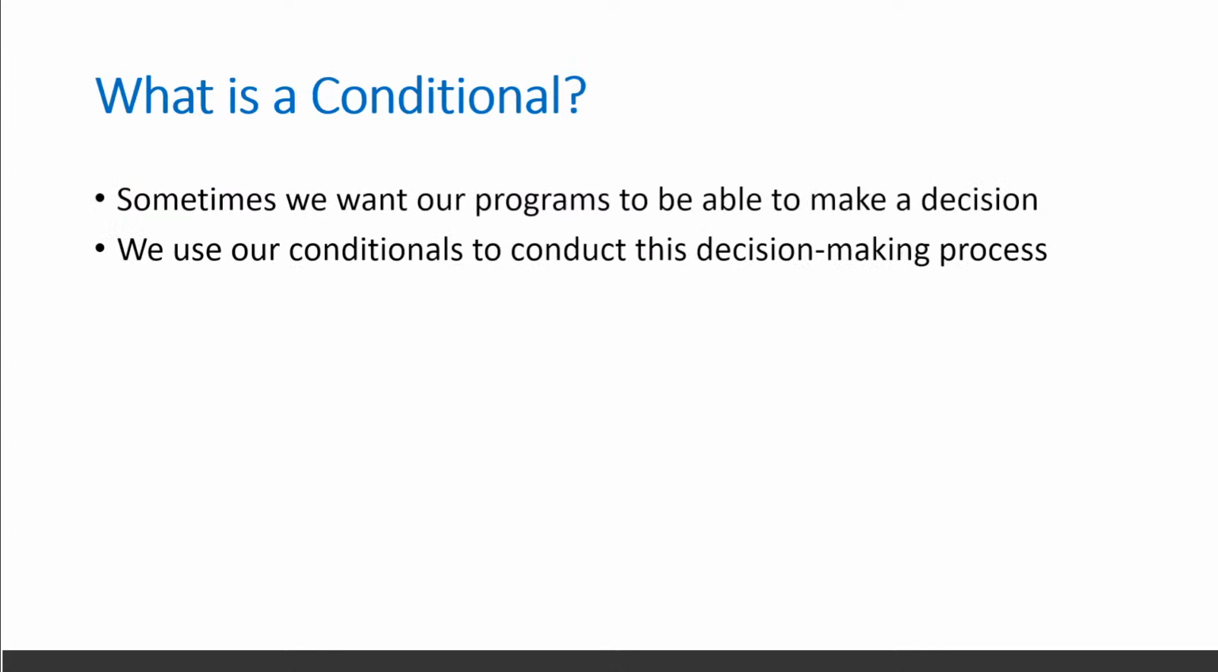So what is a conditional? We've mentioned the idea of conditionals. Sometimes we want our programs to be able to make decisions. And if we want our program to be able to make decisions, then we use a conditional. So our conditionals create this sort of decision-making process, right? Essentially what we're doing is giving our programs the ability to split off into a couple of different directions, right? If something is true, it goes one way. If something is false, it can go a different way.